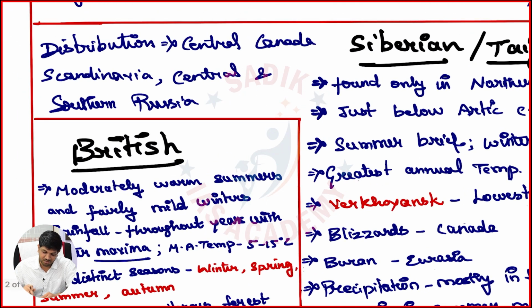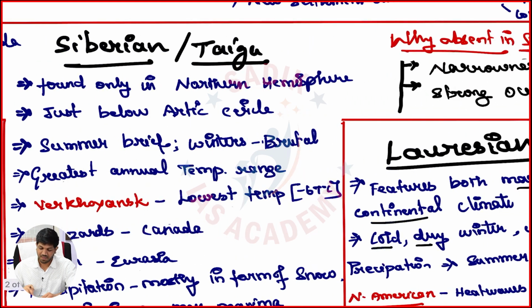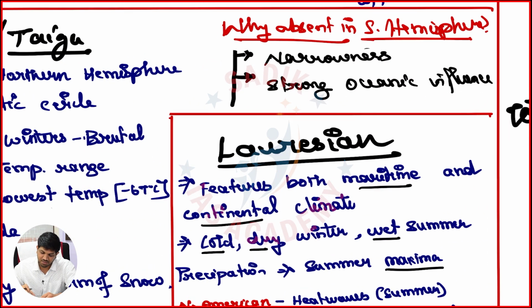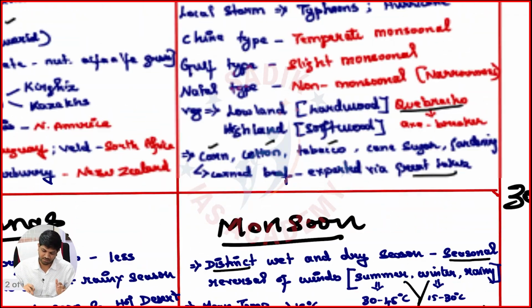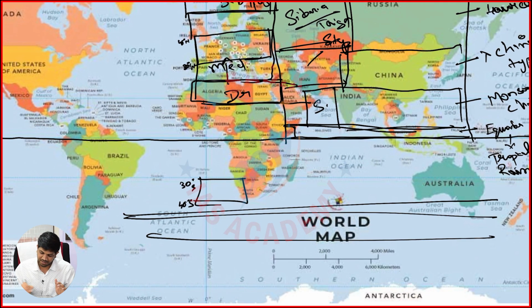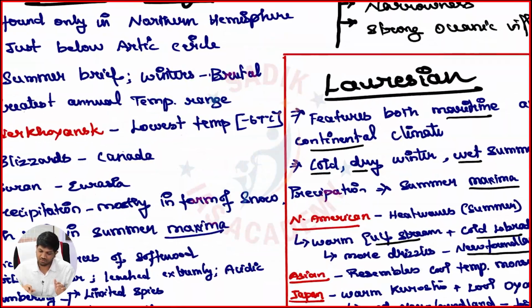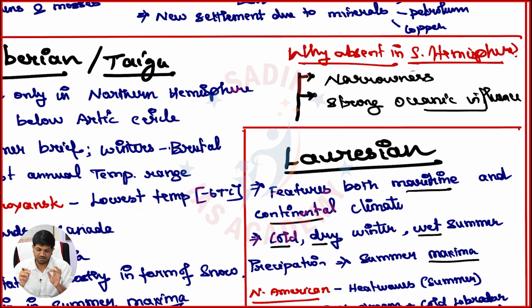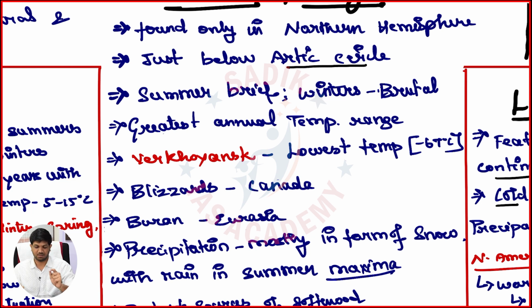And left of this is nothing but the taiga type climate, taiga or Siberian climate. This Siberian climate is distributed across central Canada, Scandinavia, central and southern Russia. And why this taiga type climate is absent in the southern hemisphere is because there will be no land in the southern hemisphere in this area. See here. Here it is devoid of any land, okay, in the southern hemisphere. Because of this and because of the strong oceanic influence, the taiga type climate is absent in the southern hemisphere, and it is found only in the northern hemisphere, just below the Arctic Circle.